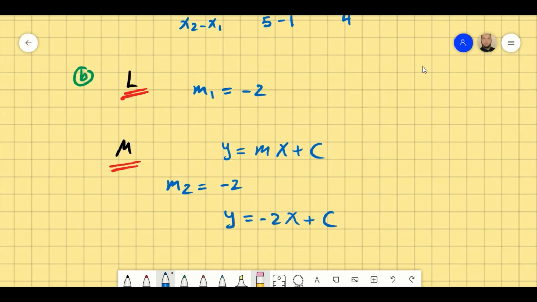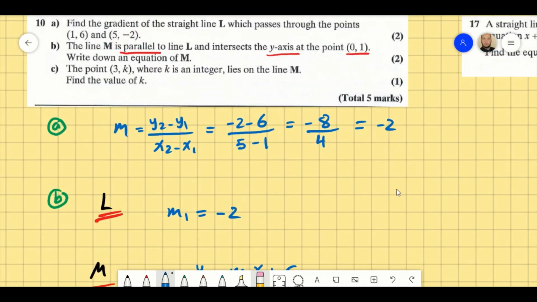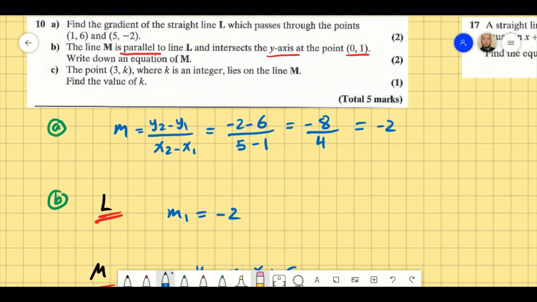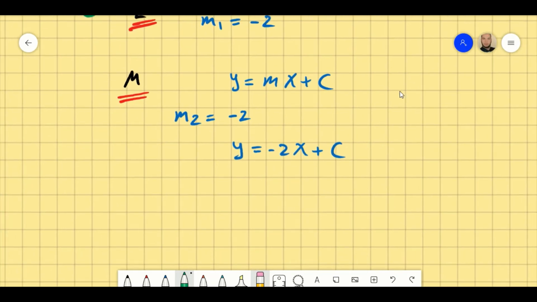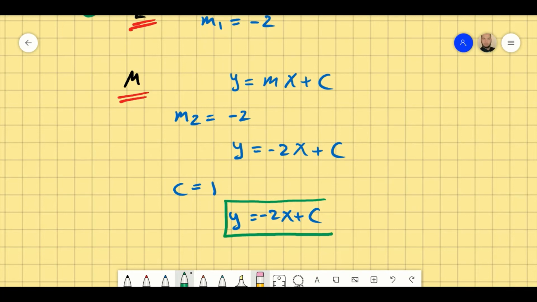I still need to find c. Same as the previous question: it gave us (0, 1), meaning (0, c). So c is 1. Thanks a lot. So c is 1, and our equation is y equals negative 2x plus 1. That's part B.